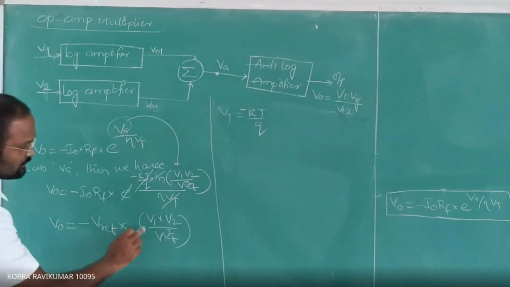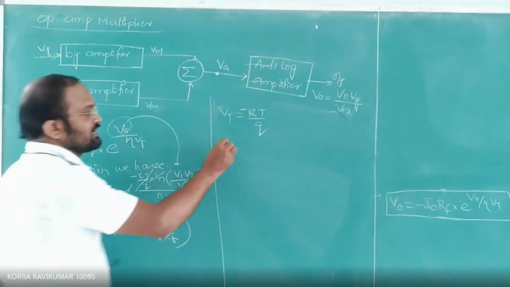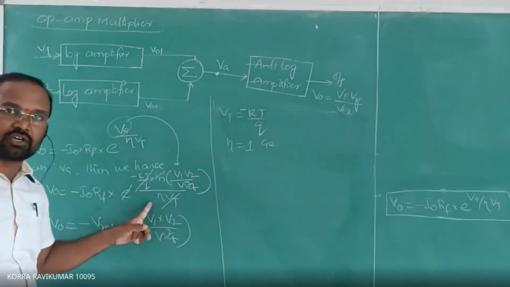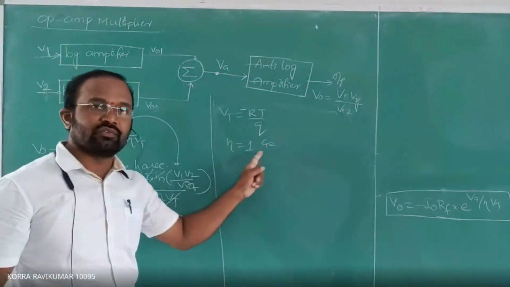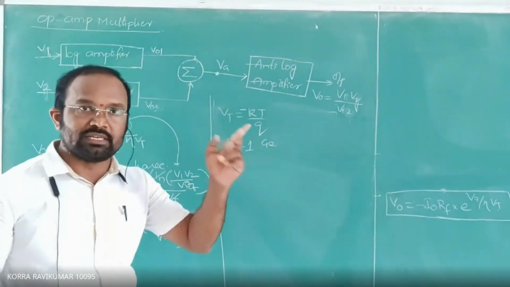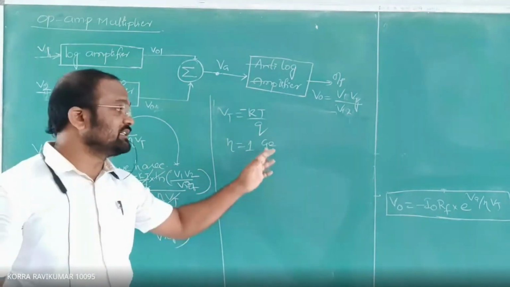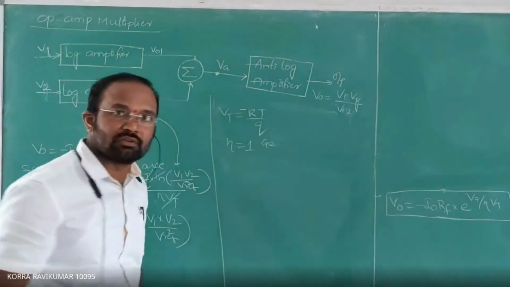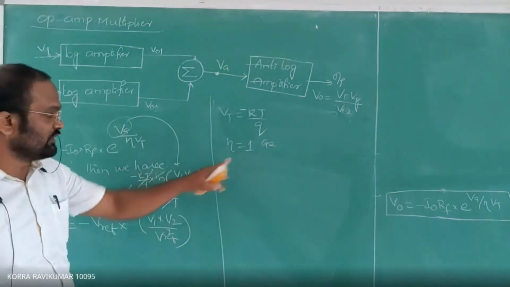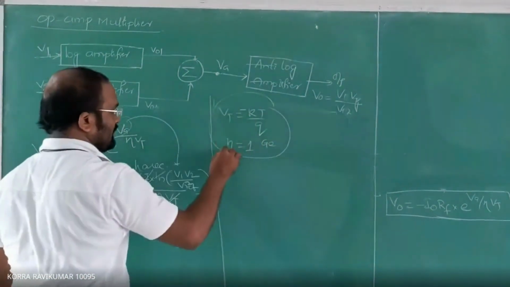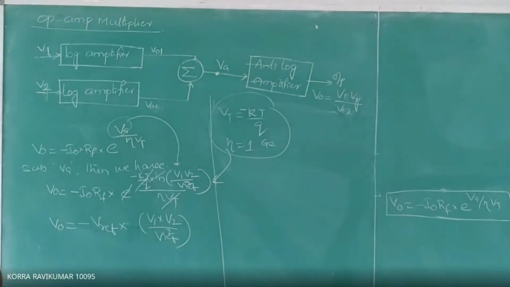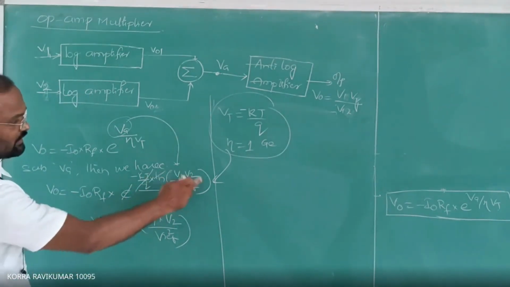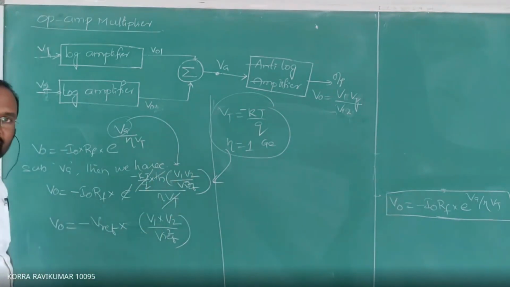Then divided by eta is there. This eta value is equal to 1 for germanium material. Eta is the intrinsic constant. Its value is 1 for the germanium diode and 2 for the silicon diode. I want to consider it as a germanium diode. For a germanium diode, the intrinsic constant eta value is equal to 1. So in place of eta, substitute 1 here. Then the final expression is V reference into minus V reference into V1 into V2 by VRF square.